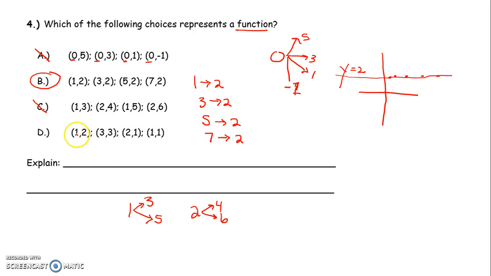Let's take a look at why this one doesn't work. Well, again, if I look at the x value of 1, 1's trying to map to both 2 and 1. And that's a problem. Each x can only go to 1 y. 3 going to 3 would have been fine.